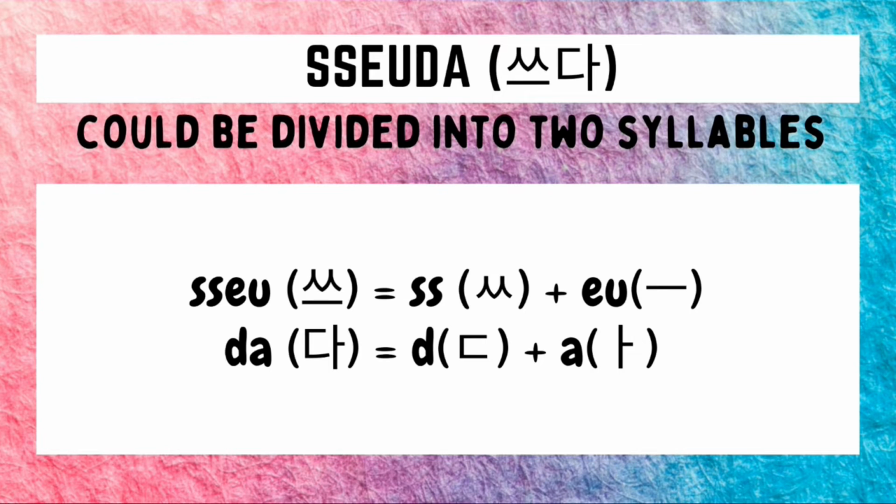How do we write suda in Hangul? It is composed of two syllables. For the first syllable, su, we need to draw first a sangsiyot or double siyot character followed by an u character. For the second syllable, da, we need to draw first a dikit character followed by an a character. And then we just need to combine the Hangul for each of these two syllables to form the Hangul of the word Suda. And that's how you write Suda in Hangul.